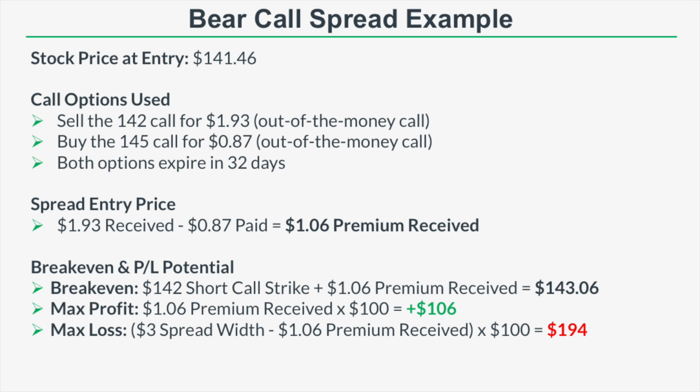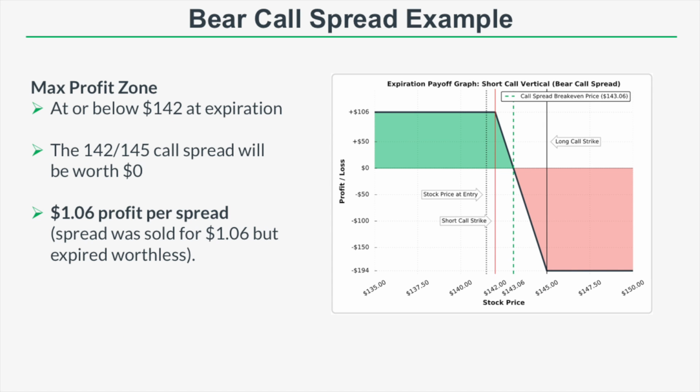Alright, so let's go ahead and take a look at the expiration payoff diagram for this trade. Let's start with the maximum profit zone for this call spread. When you sell a call spread, the maximum profit zone is at or below the strike price of the call that you sell. In this case, we sold the 142 call and we purchased the 145 call, so the maximum profit zone is at or below $142 at expiration. If the stock price is below $142 at expiration, both the 142 and 145 calls will expire worthless, which means that the short 142-145 call spread is also going to be worthless.